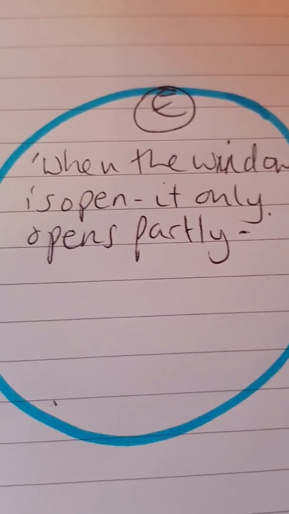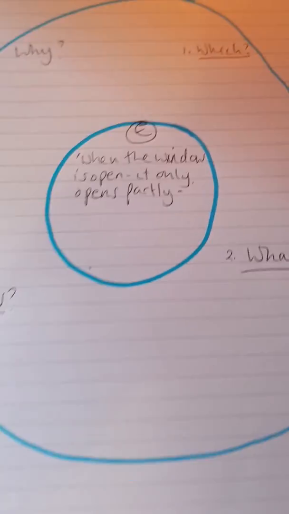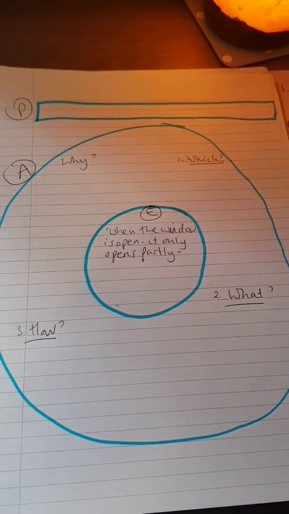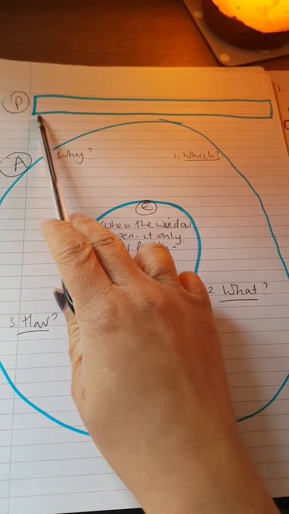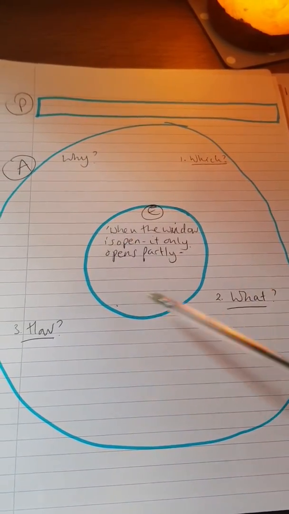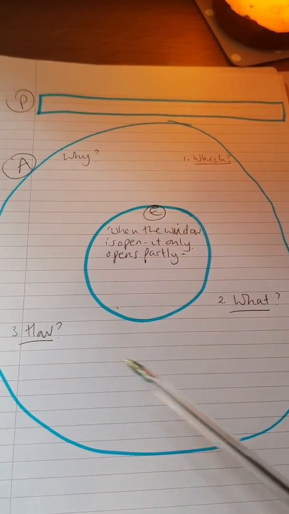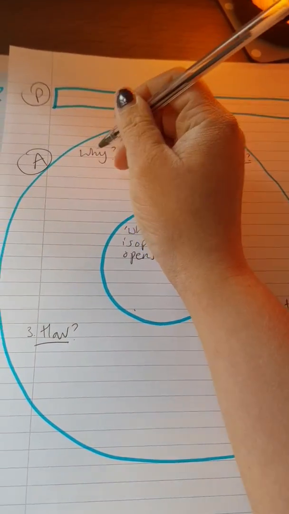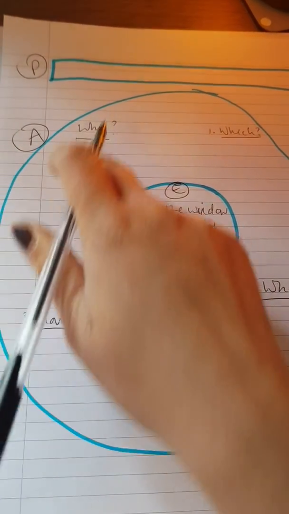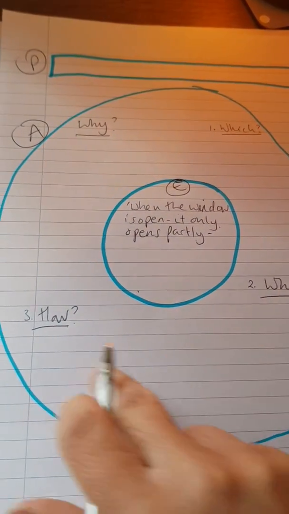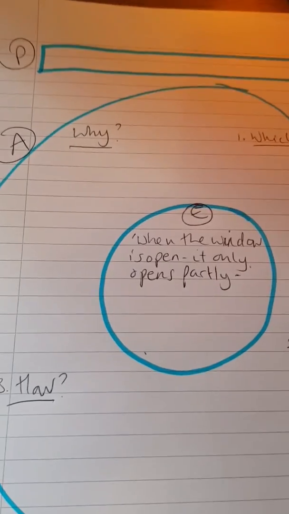What I'm going to ask you to do is, around that piece of paper, could you draw this? Okay, so this is an analysis diagram. You need a rectangle at the top, put your quote in a bubble, and then draw a much bigger bubble around it, and then just label it which, what, how, why. So we're going to go around clockwise around the diagram.